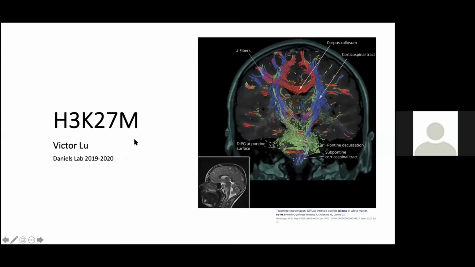When I was at the Daniels lab, we specifically looked at H3K27M, so it's a great chance for me to quickly run over perhaps what's more clinically relevant for us moving forward with this mutation. This here is an image. You can see it's a midline structure. Typically, these mutations have been associated with DIPG, which is where this image comes from.